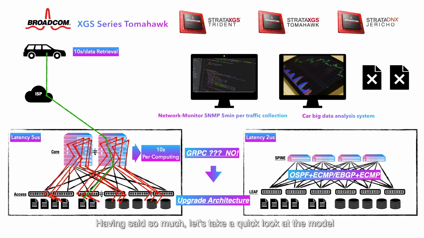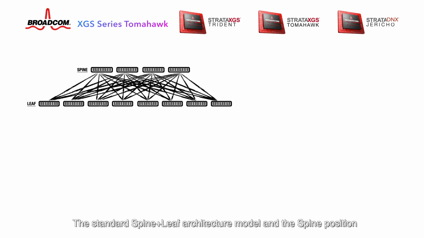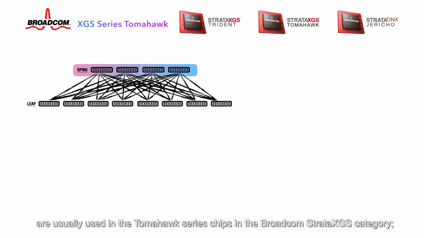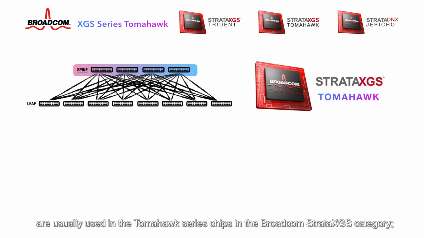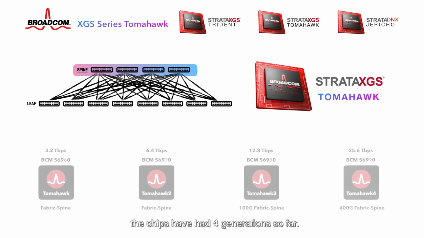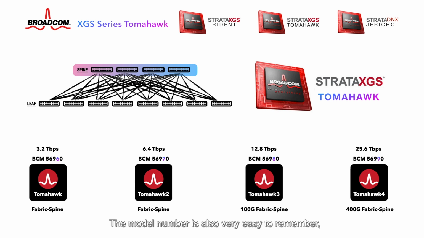Having said so much, let's take a quick look at the model, bandwidth, and features of this super-fast Tomahawk chip. The standard SPINE+LEAF architecture model and the spine position usually use the Tomahawk series chips in the Broadcom Strata XGS category. The chips have had 4 generations so far. The model number is also very easy to remember. The one starting with 569 is the Tomahawk series. Add 10 from the earliest BCM 56960 to BCM 56990.